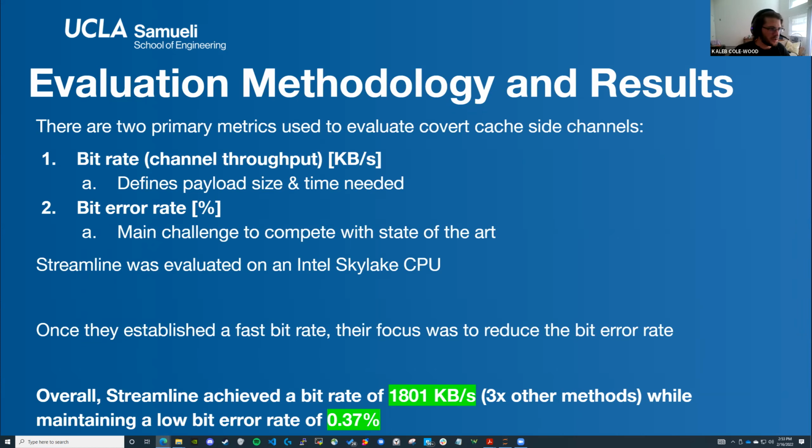And they evaluated this on an Intel Skylake CPU. And ultimately they achieved 1,801 kilobytes per second, which is at minimum 3 times faster than existing methods, such as Flush+Reload or Take A Way. And they also were able to maintain a low bit error rate of 0.37%.